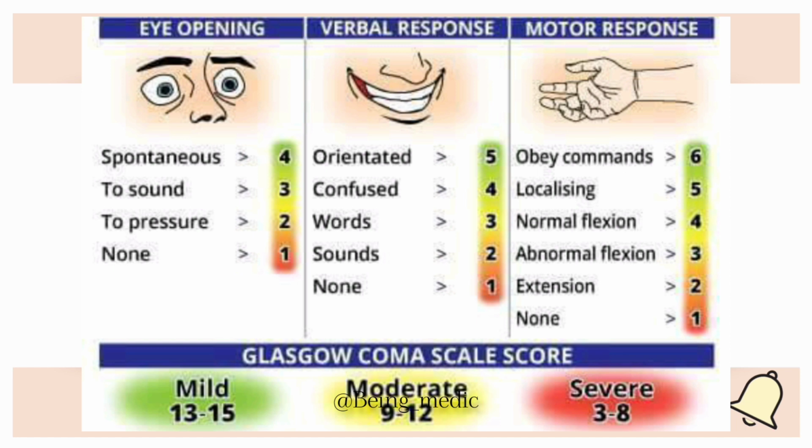Scores on the GCS range from 3 to 15. The higher the score, the better the patient's neurological function. Scores of 8 or below are considered severe, 9 to 12 are moderate, and 13 to 15 are mild.